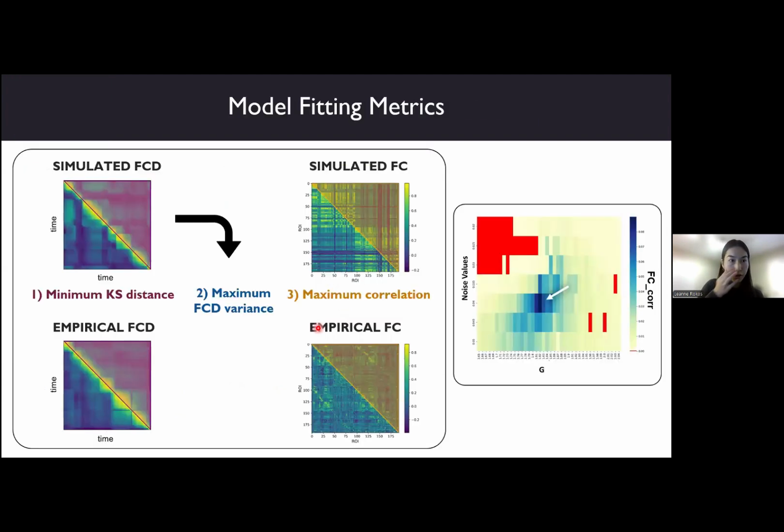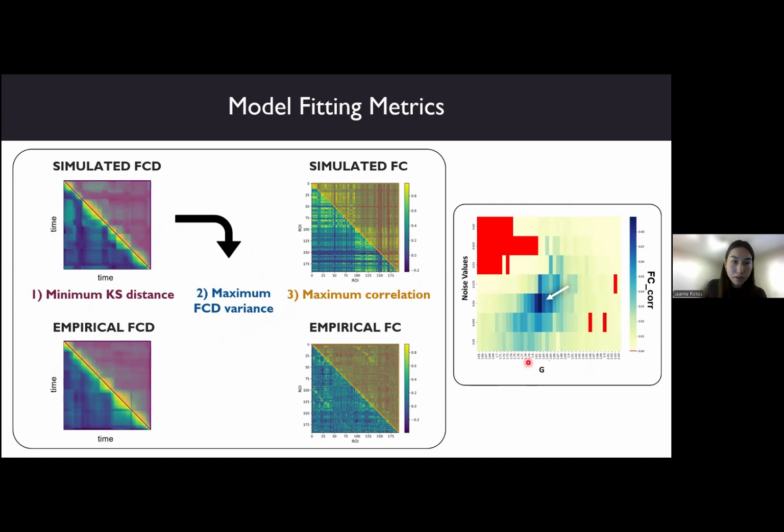Looking a little bit closer at the metrics that we use, for each simulation, we computed 3 different metrics. First, the KS distance between our simulated and empirical FCD matrices. So we wanted to minimize how different the empirical and simulated FCD matrices are. We wanted to maximize the variance of our simulated FCD matrix. So that's the metric that quantifies that switching behavior between low and high activity states. And then we also wanted to identify the model parameter combination that gives us the max correlation between our simulated and empirical FC.